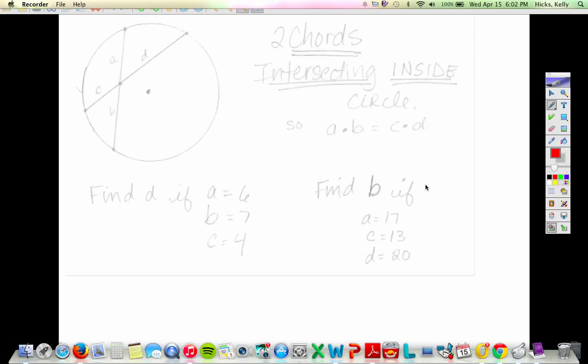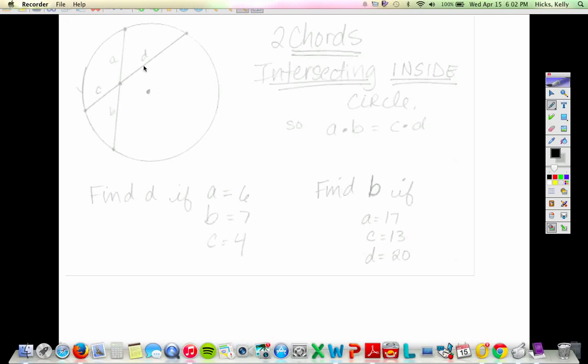All right, let's do a chord problem. There were several problems just like this on the test. They're very easy. So if you're having a lot of trouble with these, I would guess that you're making them much harder than they really are supposed to be.